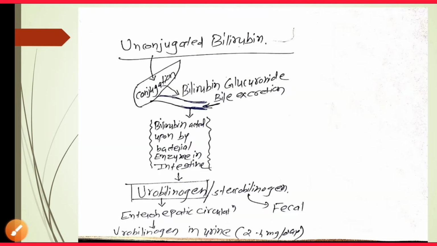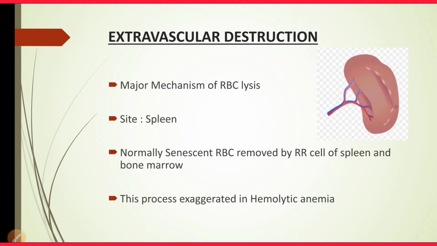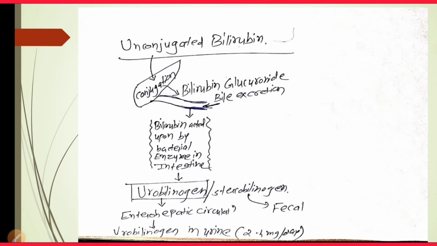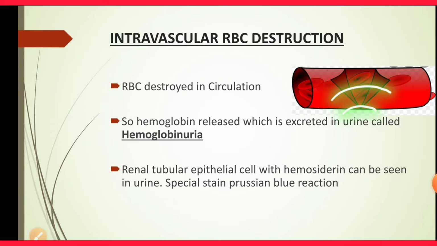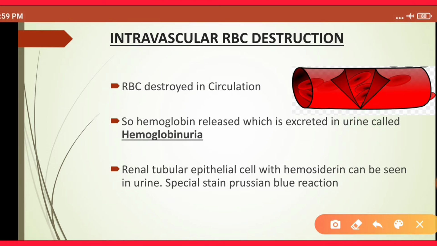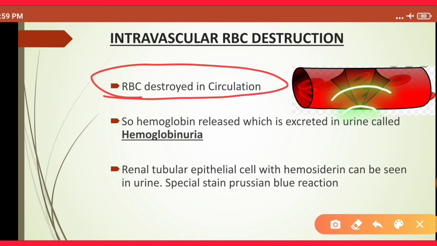So this is about extravascular hemolysis, right? This is the basic pathogenesis of how extravascular hemolysis occurs. The main site of destruction is the spleen. Okay. All right. Now we will see the intravascular RBC destruction. The second mode of destruction is intravascular hemolysis. In this condition, the RBCs are destroyed in the circulation. They get destroyed within your blood vessel in the circulation. So it is given the name intravascular hemolysis.